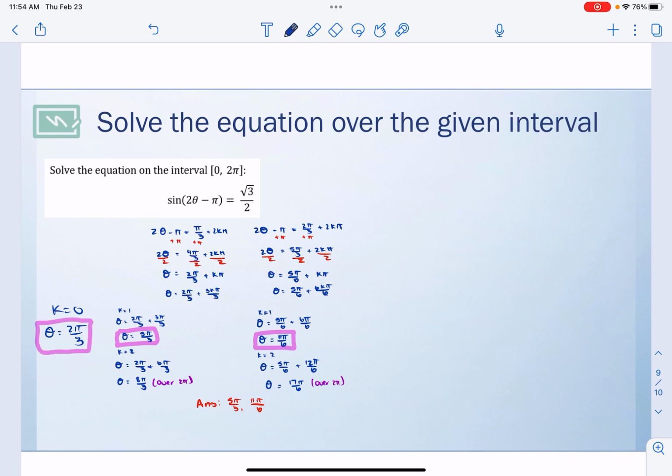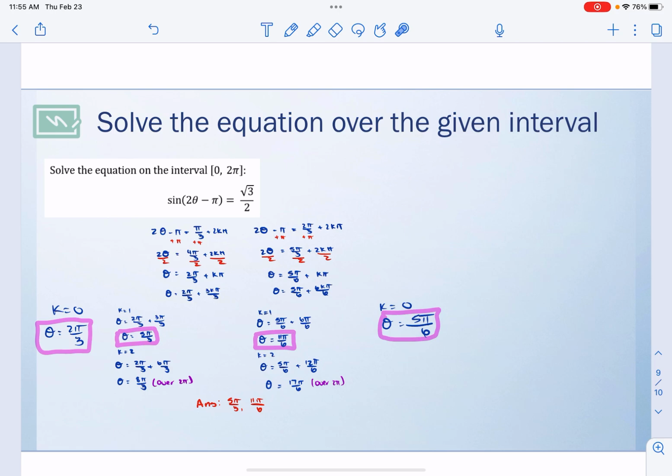On the other side, notice for this one, that's 2 pi over 3. I'm going to add pi, so I get 5 pi over 3. I'm going to divide by 2, and I get 5 pi over 6 plus k pi. Again, I'm going to add these fractions, so it's 6 over 6. And then I'm going to start with k equal to 0. So theta will be 5 pi over 6. So here my solution is going to be 5 pi over 6. And then I'm going to do k is equal to 1, and I plug it in, and I'm going to get 11 pi over 6 here.